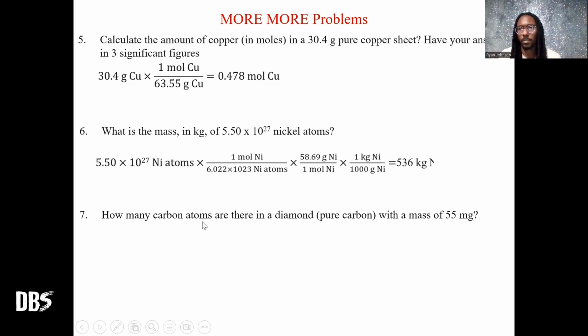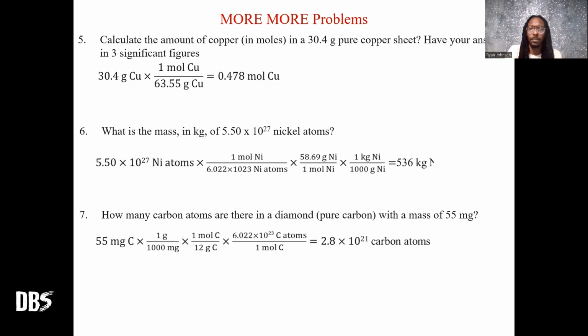Carbon atoms. So already in our head, we should be thinking, okay, I'm in milligrams, and I know in some fashion I have to go from grams to moles, because moles is the middle person from grams to atoms. So I'm in milligrams. I have to somehow get to moles, and then when I'm in moles, I can then go to atoms.